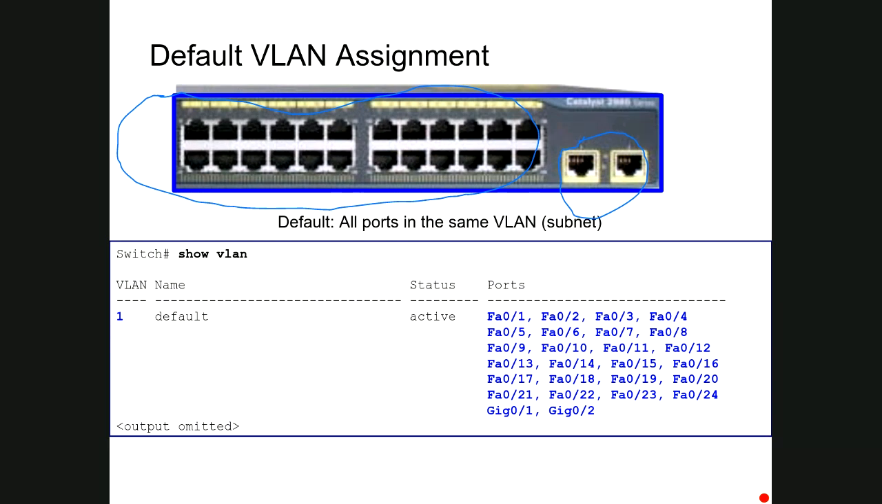Because typically in a small company, the 24 fast Ethernet ports would connect to employees' desktop PCs, and maybe the 2 gigabit Ethernet ports would plug into a server. If you had more than one switch, you would probably daisy chain the 2 switches together with the gigabit ports to get better speed. So when we do this command show VLAN, we can see our fast Ethernet ports are all in the same broadcast domain.